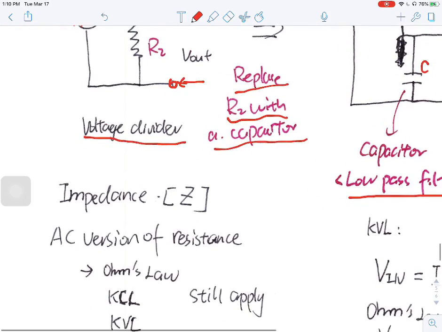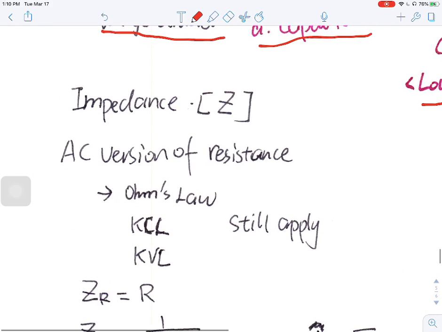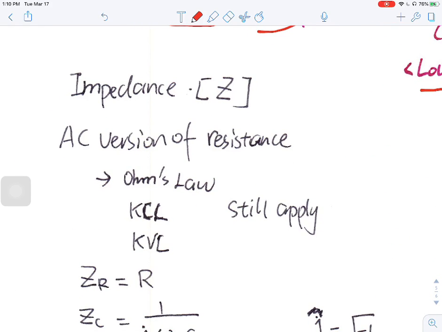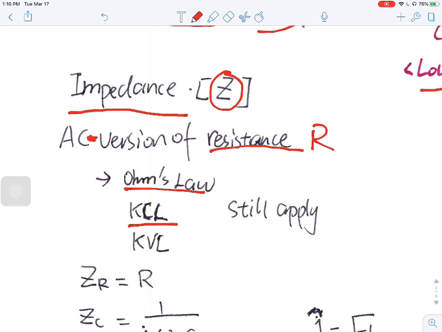Since here we're talking about AC signals, I want to just clarify some of the concepts here. So you probably heard impedance a lot, and we usually use Z to represent impedance. And impedance is just an AC version of resistance. So there's no difference. It's just an AC version of resistance R. And so you can still apply Ohm's law, Kirchhoff's current law, and Kirchhoff's voltage law to your circuit. Just treat that as a resistance.